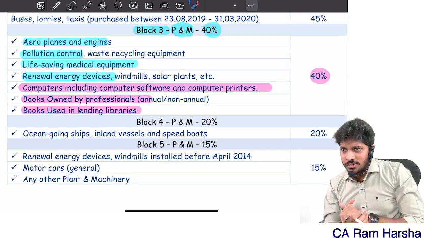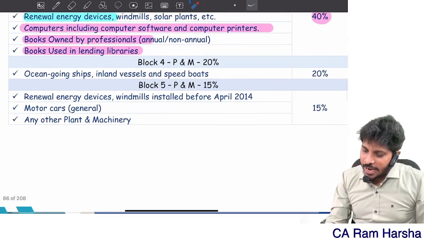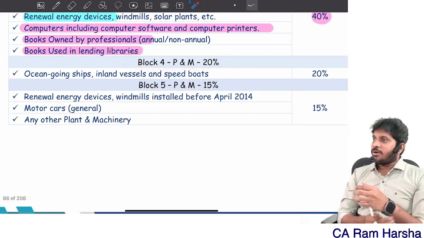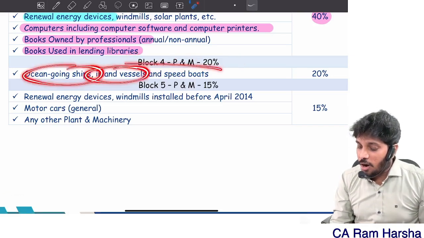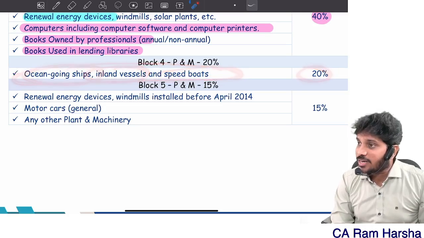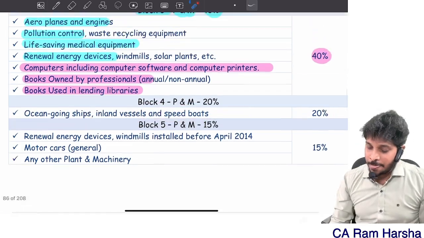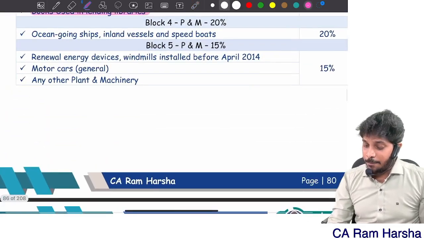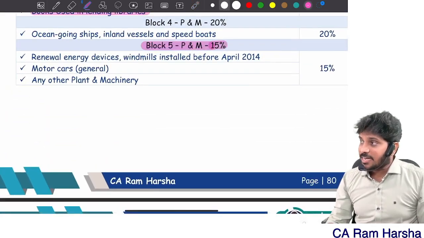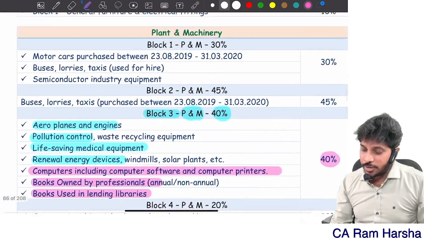Until now you understood. Then another block is there, which is block number 4, which is plant and machinery, ships, all water based. They all carry what rate? 20%. Then we have another category called block number 5, plant and machinery 15. But before coming to that, look at this.